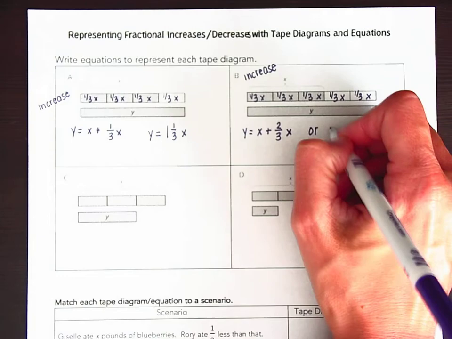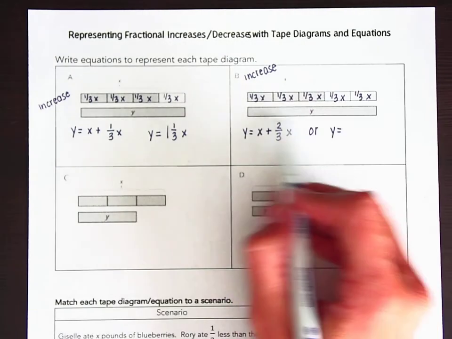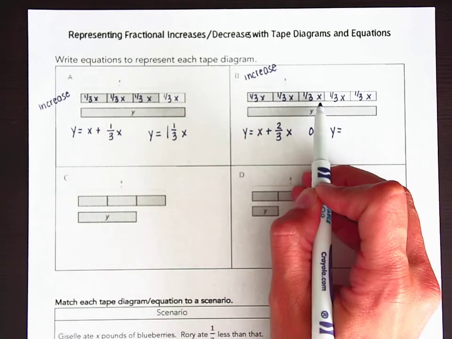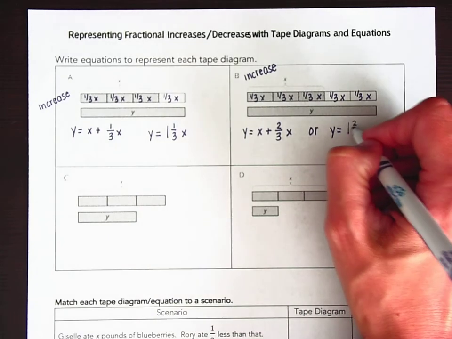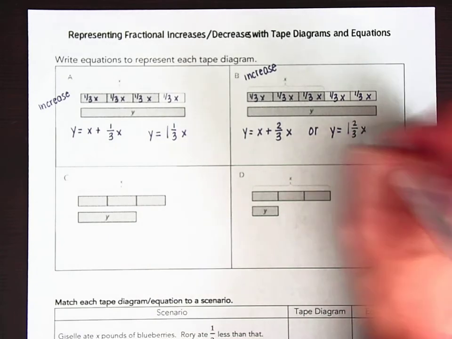Or we could also say that y, this bottom bar, is the same as 1 whole x and another 2/3 of x, or 1 and 2/3 of x.